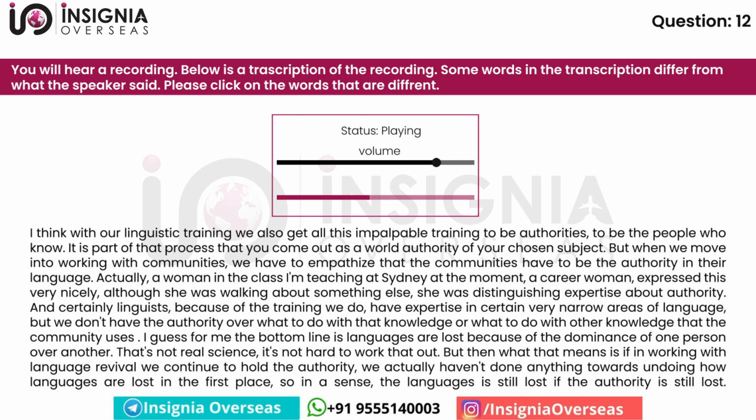And certainly linguists, because of the training we do, have expertise in certain very narrow areas of language, but we don't have the authority over what to do with that knowledge or what to do with other knowledge that the community produces. I guess for me the bottom line is languages are lost because of the dominance of one person over another. That's not rocket science, it's not hard to work that out. But then what that means is if in working with language revival we continue to hold the authority, we actually haven't done anything towards undoing how languages are lost in the first place, so in a sense, the languages are still lost if the authority is still lost.